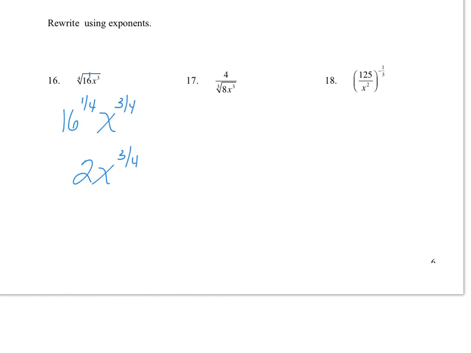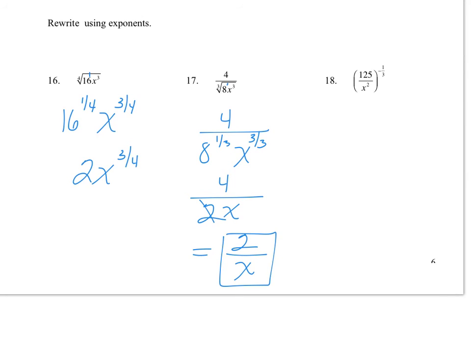Let's take a look at 17. 17 is the cube root of 8x cubed, and the exponent with 8 is a 1. Put that in. So it's 4 over 8 to the 1/3 power and x to the 3/3 power. 8 to the 1/3 power is 2, and x to the 3/3 power is x to the first, which is plain old x. This can be simplified even more, so I'm going to end up with 2 over x, because I can reduce the 2 and the 4.